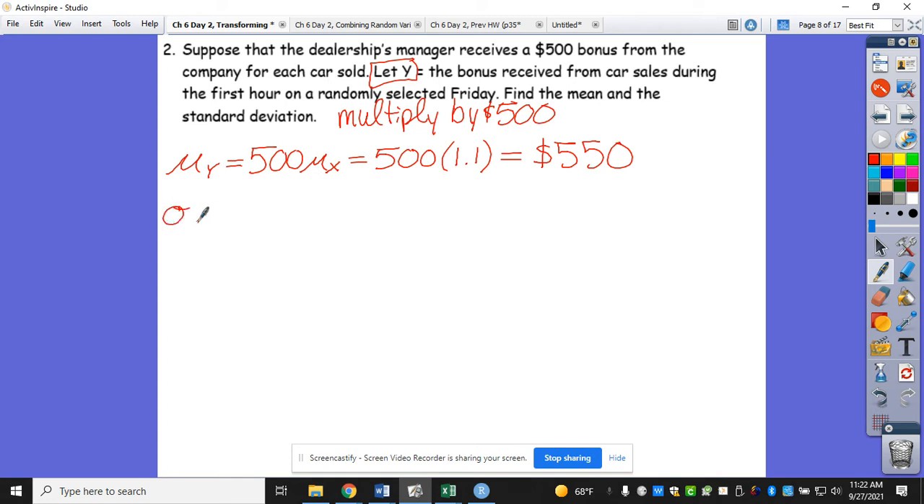So what do I do for sigma of y? How does standard deviation get changed when you multiply? Yes. So what do I write based off of doing that? What do I write now? 500 what? Before that, which is 500 times 3.4. Yeah. Which gives you what?